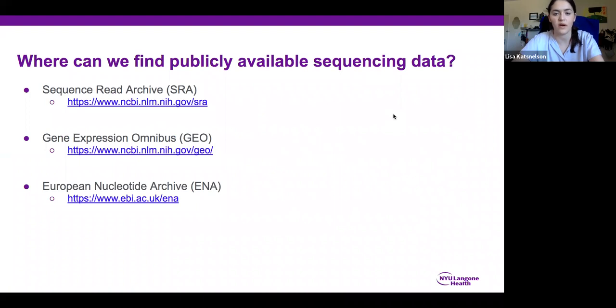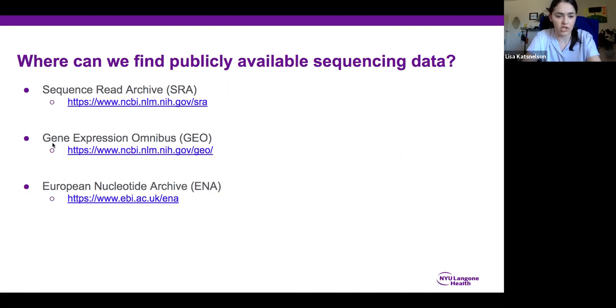So today we're talking about downloading publicly available data. Where can we find it? There's a lot of different places that you can find publicly available data. One place that we'll be talking about today is the Sequence Read Archive, which is SRA. It's an NCBI run consortium, I guess. It's a repository for a bunch of different sequencing data. It's huge, it's very commonly used.